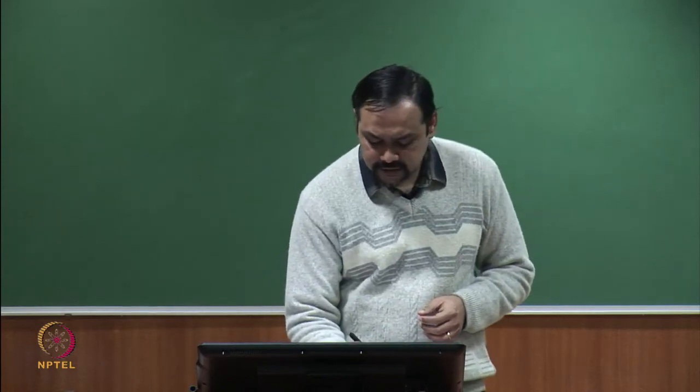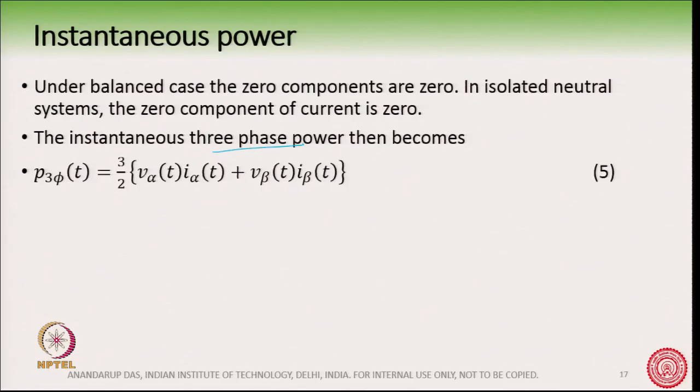So, the instantaneous 3-phase power then becomes P 3-phase. The V 0 I 0 goes away, although V 0 is present, but I 0 is not present. So, we can take it out. So, this is the equation.